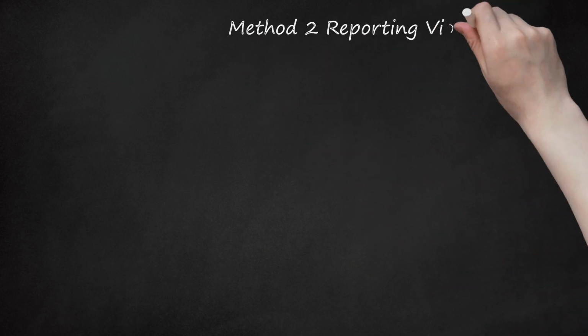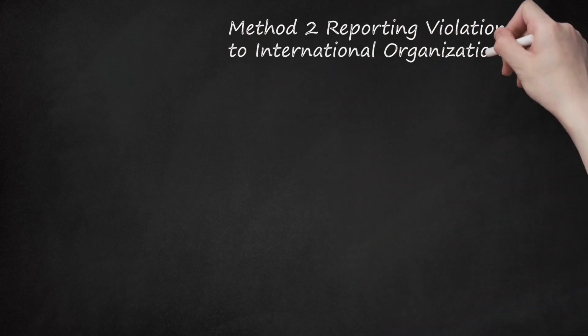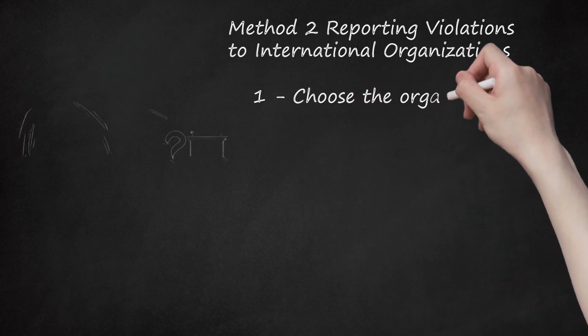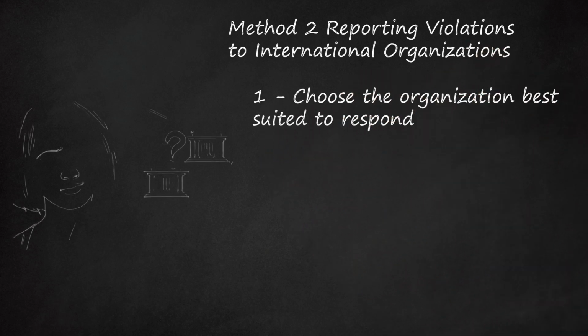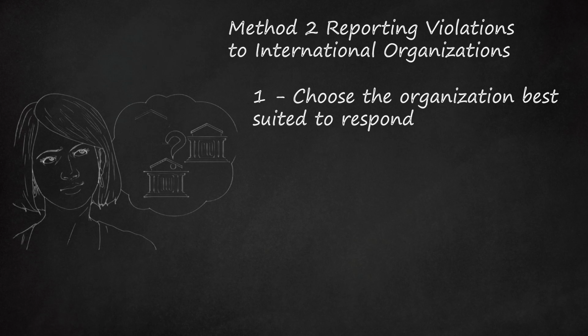Method 2: Reporting violations to international organizations. 1. Choose the organization best suited to respond. While some organizations such as the UN have broader missions, there also are smaller organizations that focus on specific human rights issues such as human trafficking. For example, the Carter Center's Human Rights Program has been focused on the role of religion in advancing women's human rights. If you've witnessed a human rights violation that you believe falls within that focus, you might consider contacting the Carter Center or one of the activists working in its human rights program.